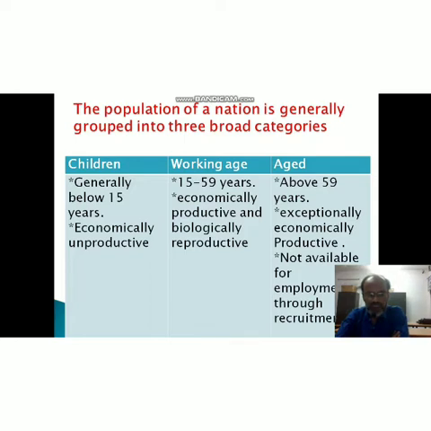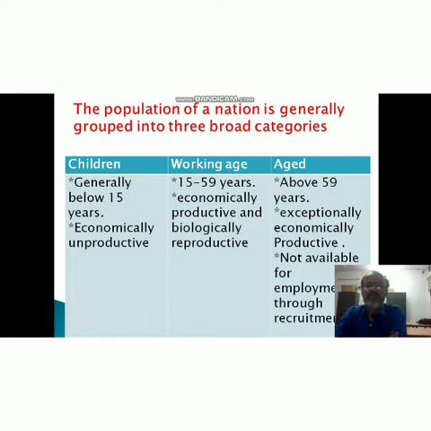Who are children? Generally, those below 15 years are called children. They are economically unproductive. In working age, 15 to 59 years, they are economically productive and biologically reproductive. So this working age of 15 to 59 years, that means they are working, that's why it is called the working age population.